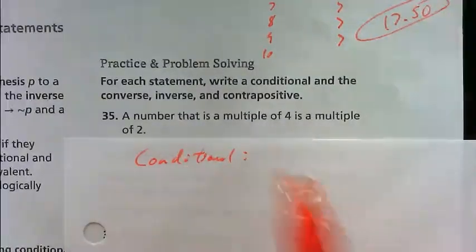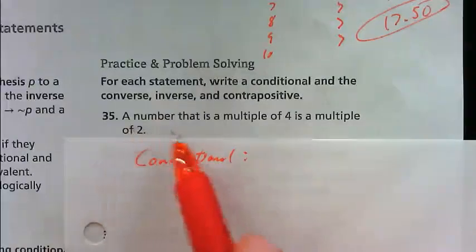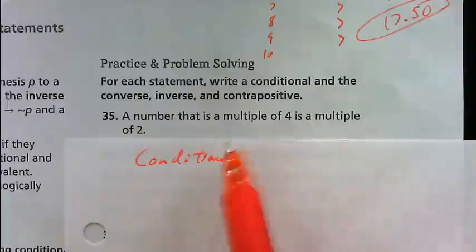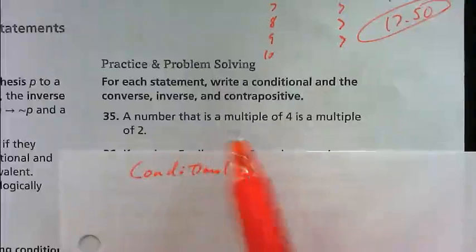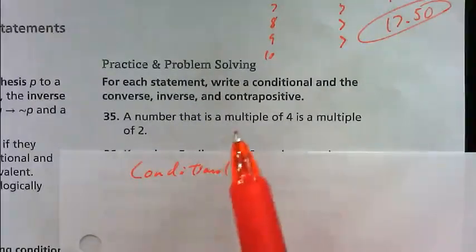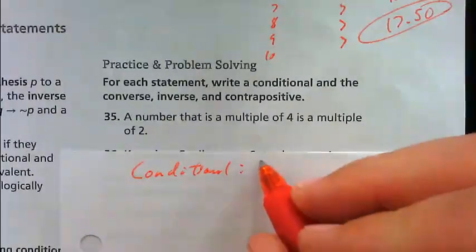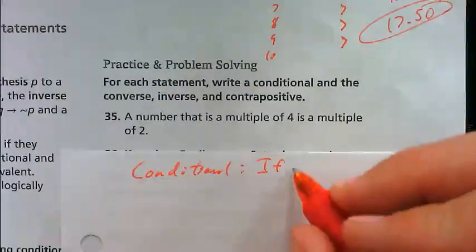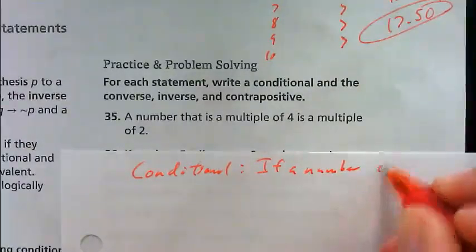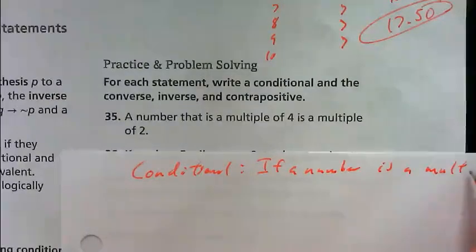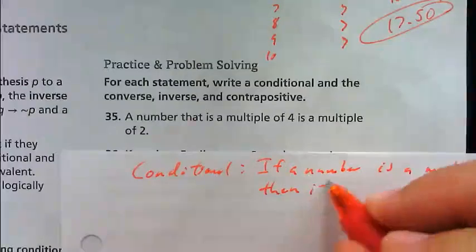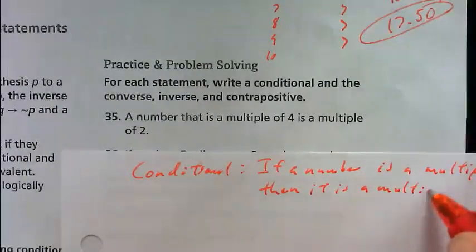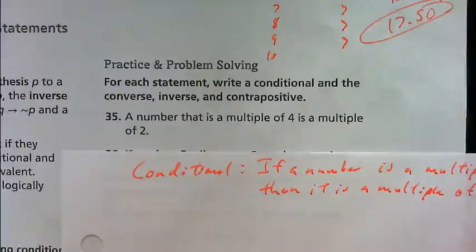Does that have the same context? Well, a number that is a multiple of 4 is a multiple of 2. Really, the way this is phrased, the multiple of 2 should come first. So let's check our meanings. If a number is a multiple of 2, then it is a multiple of 4. That would be a correct way of rephrasing this. If a number is a multiple of 2, then it is a multiple of 4.